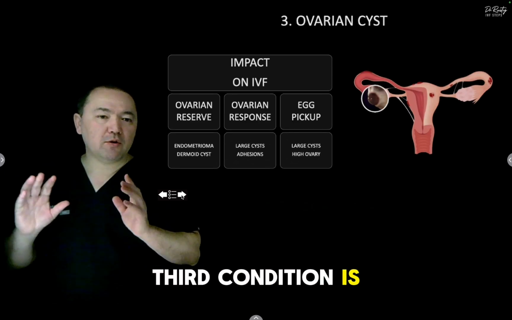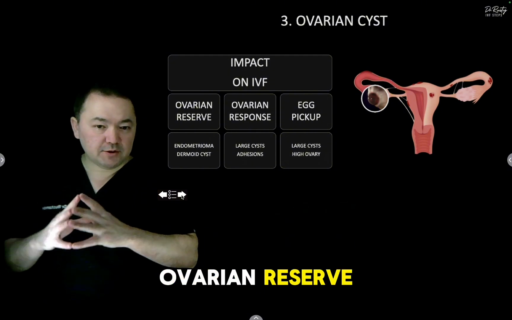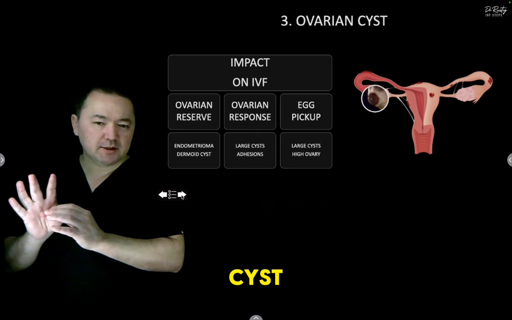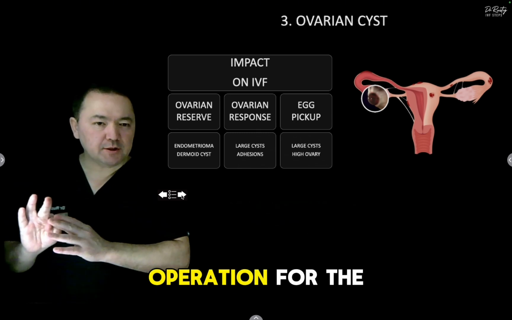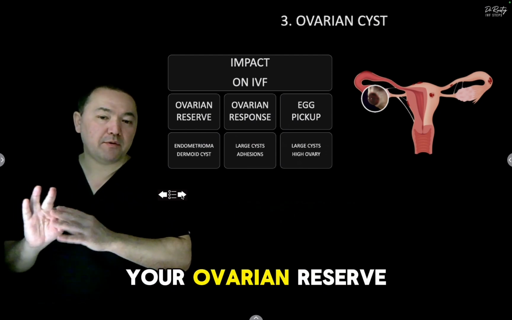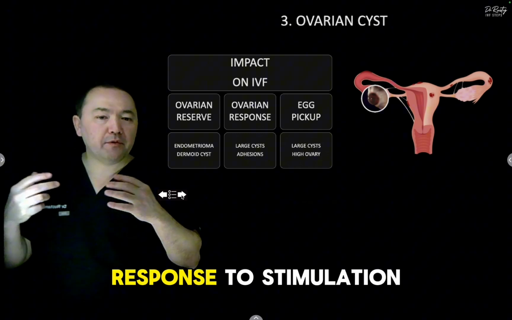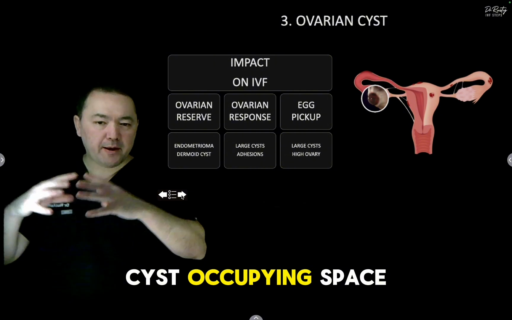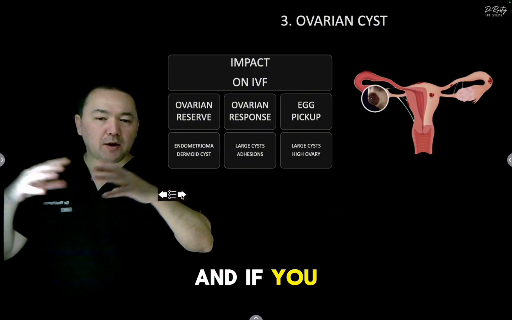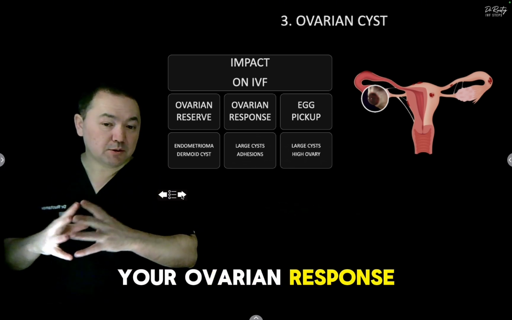Third condition is ovarian cyst. So ovarian cyst can reduce your ovarian reserve, especially if you have a chocolate cyst, which is endometriotic cyst, or dermoid cyst. If you have an operation for those cysts, it can reduce your ovarian reserve even further. Next, it can reduce your ovarian response to stimulation, especially if you have very large cysts occupying space in the pelvis, and if you have adhesions around those cysts.